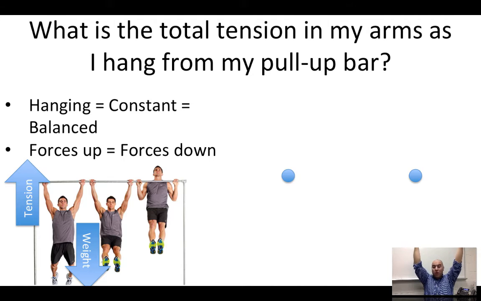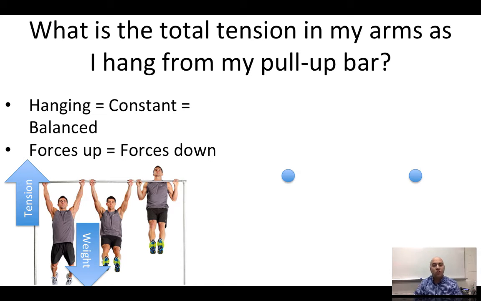So here's what I want you to tell me. What's the total tension in my arms as I hang helplessly from my pull-up bar? So let's think about this. If I'm just hanging from my pull-up bar, I'm not really moving. So that's a constant. And if my motion is constant, then that means it's balanced, or I have balanced forces. And if I have balanced forces, then the forces up equal the forces going down.